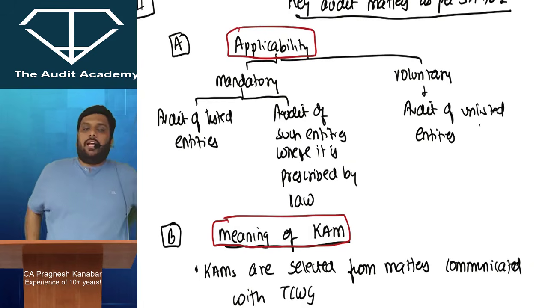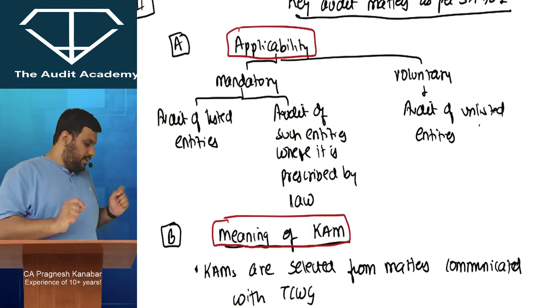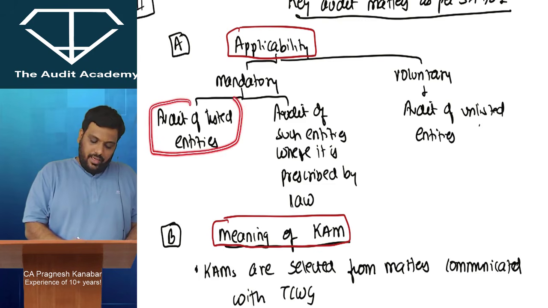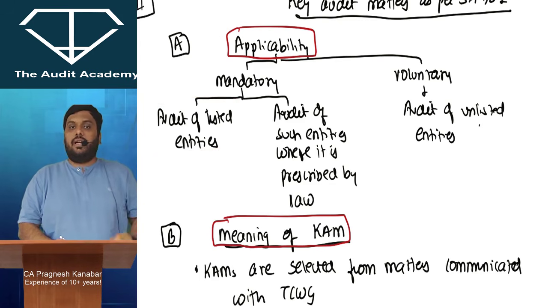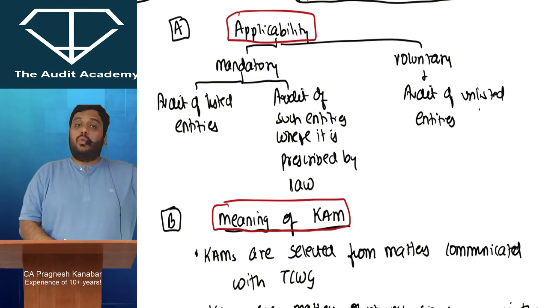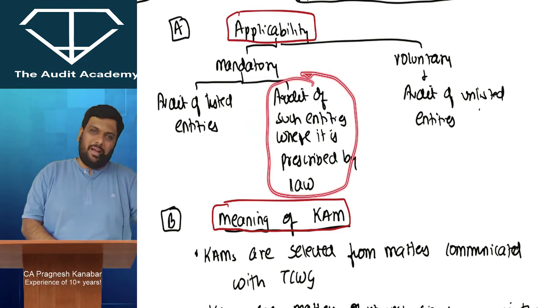Key audit matter as per SA 701. First of all, the concept of key audit matter is mandatory only in case of audit of listed entities. I repeat, the concept of key audit matter is mandatory only in audit of listed entities. In future, if it becomes mandatory for other entities as required by law, then you will have to follow it. So we just write this line because it is given in the essay, but it has no impact practically, because as of now it is mandatory only for listed entities.